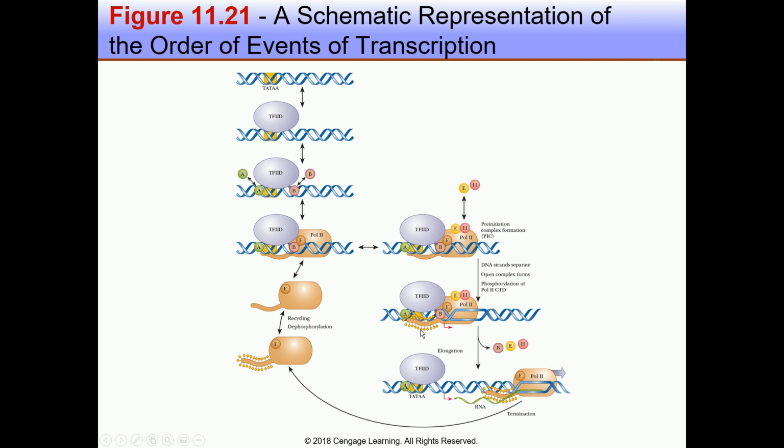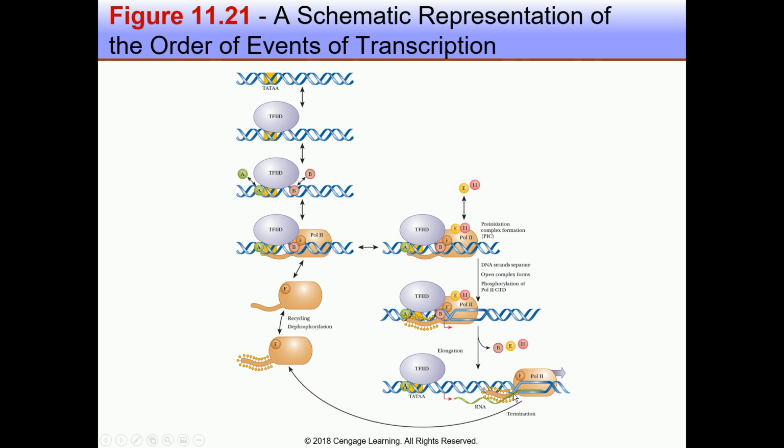There is a region which is called the CTD region. It is the carboxy terminal domain in RNA polymerase 2. It gets phosphorylated. So this is the initiation complex, and here the two strands separate, and then the RNA polymerase is going to move. It's just like in the prokaryotes.